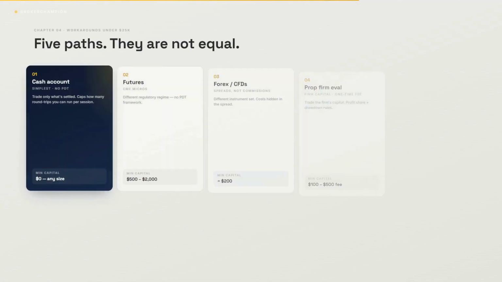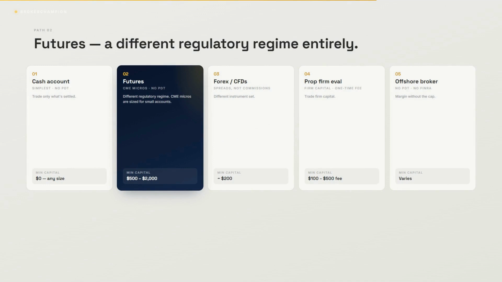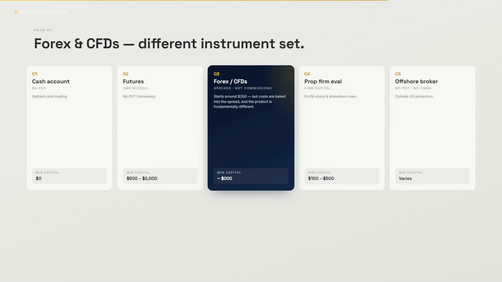So what if you don't have $25,000? There are real workarounds, and they're not equal. The cash account is the cleanest. No PDT rule, but you can only trade settled cash, which caps how many round trips you can run per session. Futures sit in a different regulatory regime entirely. CME micros need $500 to $2,000 and have no PDT. Forex and CFDs run on spreads instead of commissions and start around $200, but they're a different instrument set.